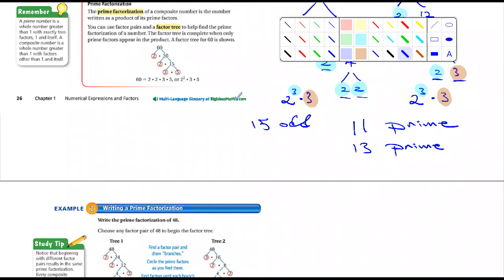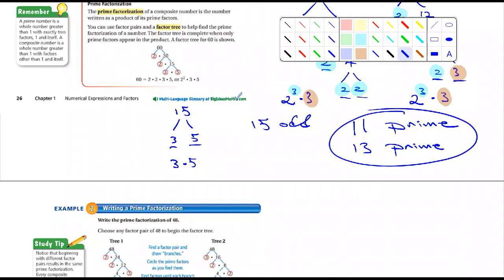But can we factor it out? Let's see. What two numbers can we use to factor out 15? 3 and 5. Can we break down the 3 anymore? No. How about the 5? Can we break down the 5 anymore? No. So the factors of 15 are just simply 3 times 5. So you can factor out odd numbers. All right? But remember, prime numbers, you can't.